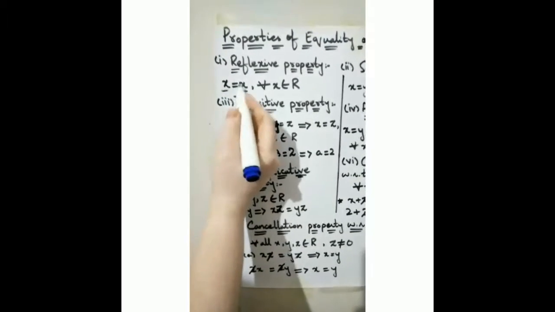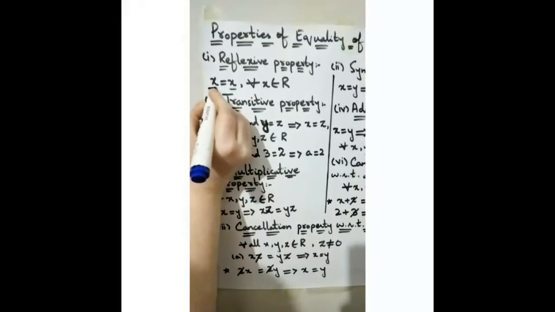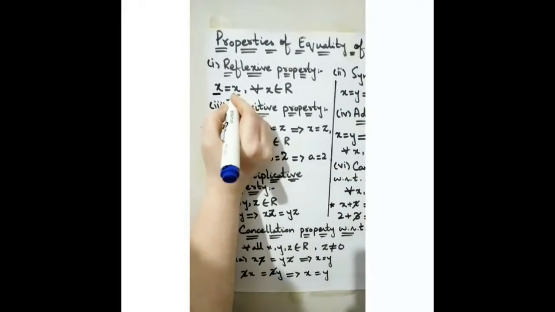Properties of equality of real numbers. A relation of equality is denoted by this sign. Reflexive property: x is equal to x for all x belonging to real numbers. It means the value of x remains the same if the number belongs to real numbers.